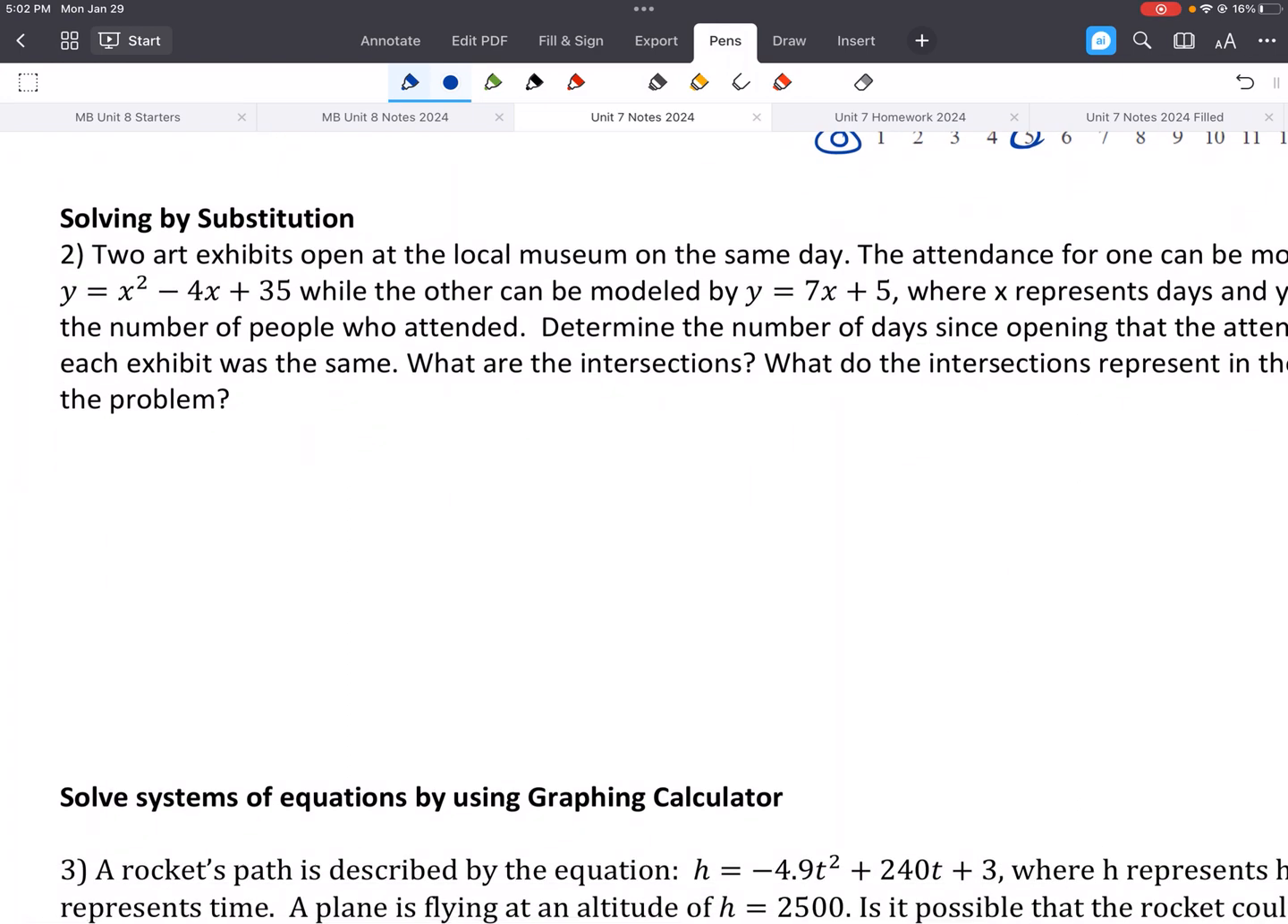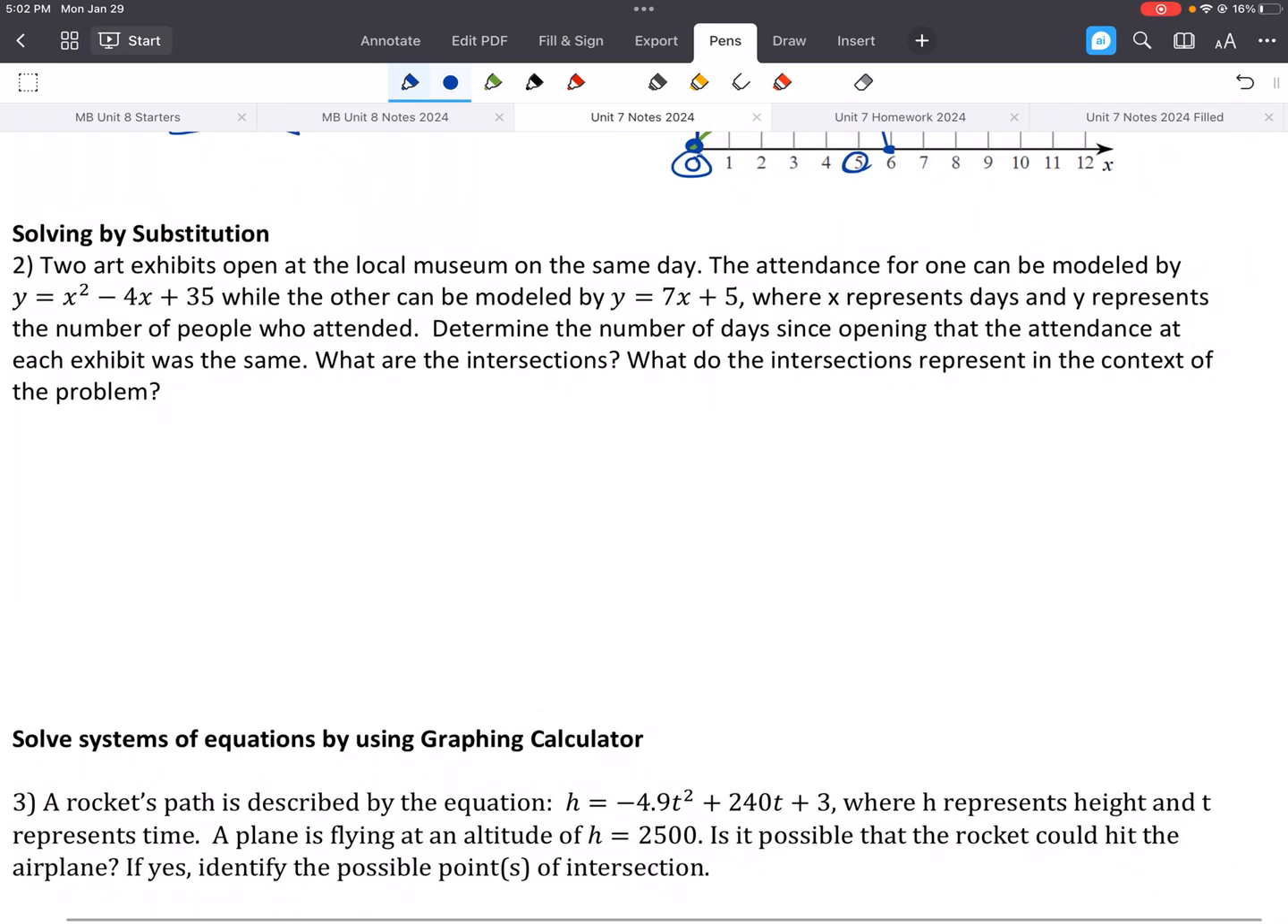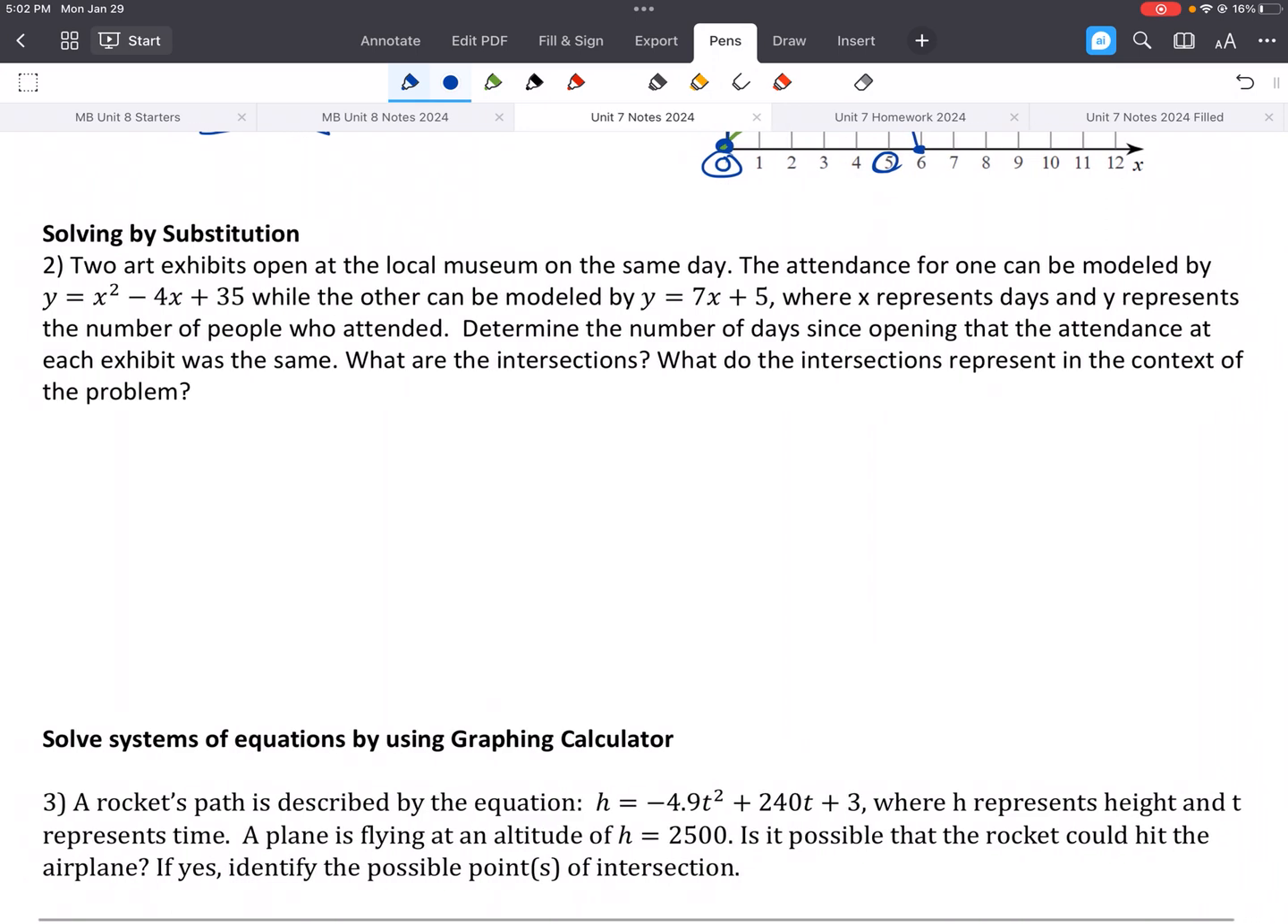by substitution. Okay? So 2 art exhibits open at the local museum on the same day. The attendance for one can be modeled by this equation, y equals x squared minus 4x plus 35, while the other can be modeled by this equation, y equals 7x plus 5, where x represents days and y represents the number of people who attended. Determine the number of days since opening that the attendance at each exhibit is the same.